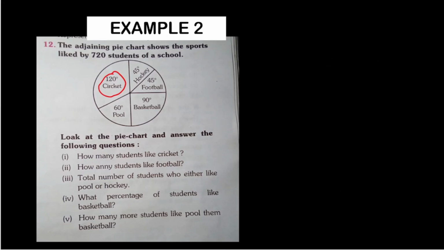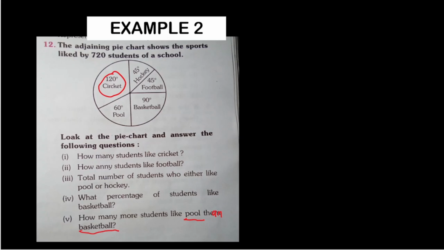Now for question 5, how many more students, listen carefully, how many more students like pool than basketball? So that's supposed to be done. So than basketball, this is supposed to be than basketball. That means we need to get the number of students that like pool and the number of students that like basketball. So we now find their difference, so that we'll be able to know the number of students that like pool more than basketball. I hope that is clear.